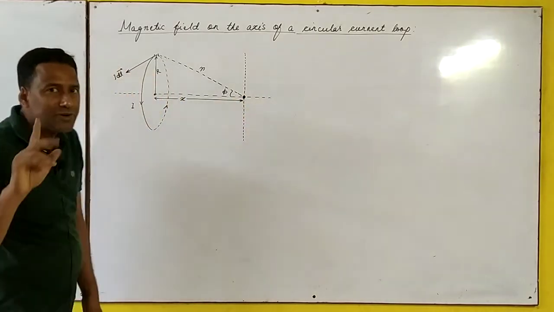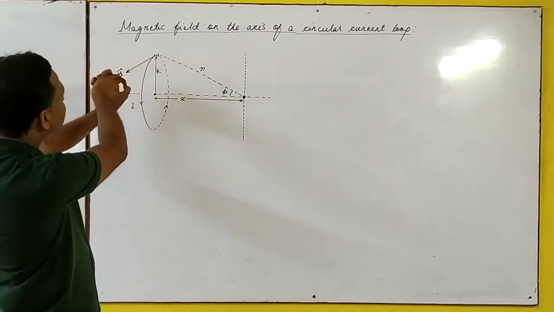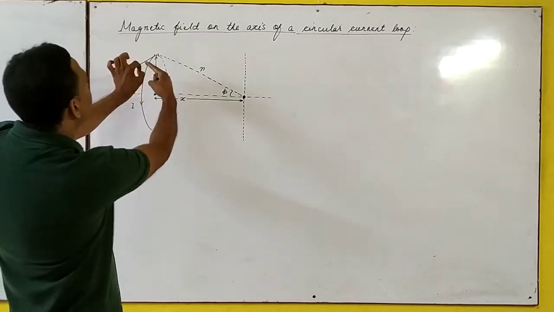See, very easy. I told you I dl cross r. I dl, see, the current is going like this. So I dl is this side, tangential, coming out. And r is this side.